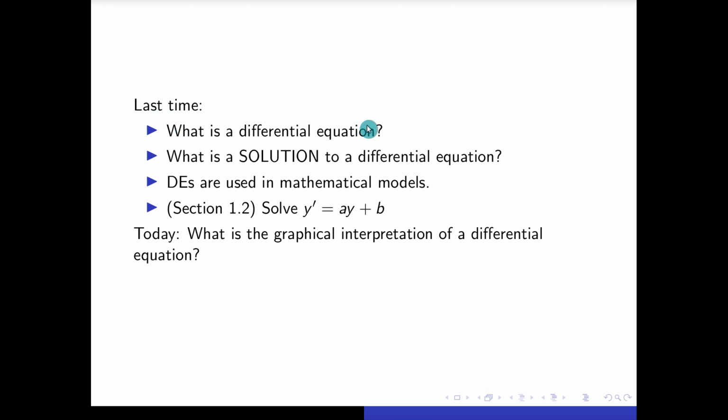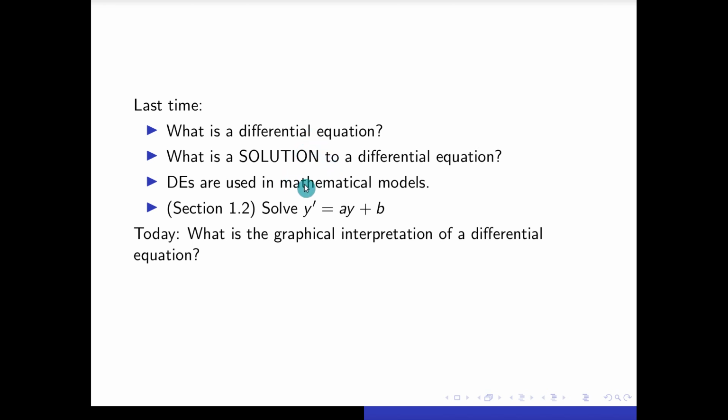First off, last time we talked about what a differential equation is. So we all know what a differential equation is. A differential equation is just an expression that has the function and its derivatives. So what is a solution to the differential equation? A solution is a function that, if you put it into the differential equation, you get a true statement. So the solution is the unknown function that the differential equation has.